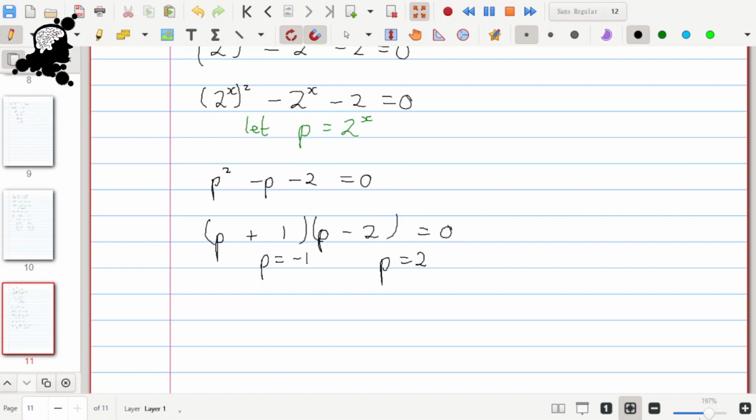But remember, we were not solving for p, we were solving for 2 to the power x, we're solving for x. So 2 to the power x is equals to negative 1, and 2 to the power x is equals to 2. In the first example, because we have a negative and a positive sign, the bases do not have the same sign, so x will be undefined here. When we look at the second example, we know that this is 2 to the power 1, so x is going to be equals to 1. Wonderful.